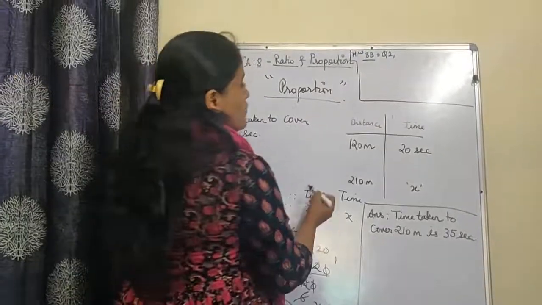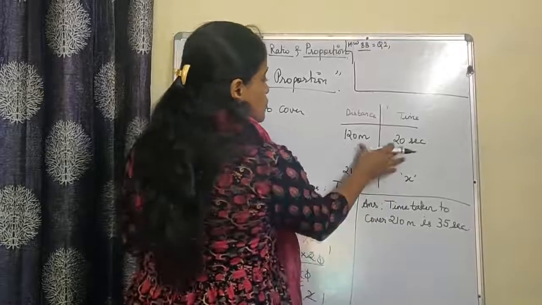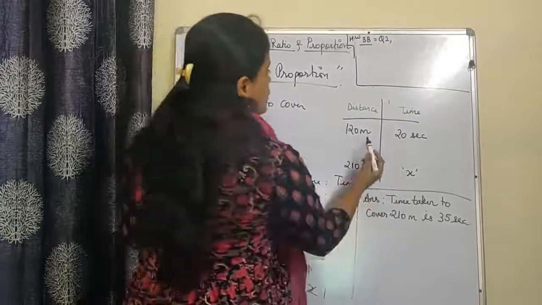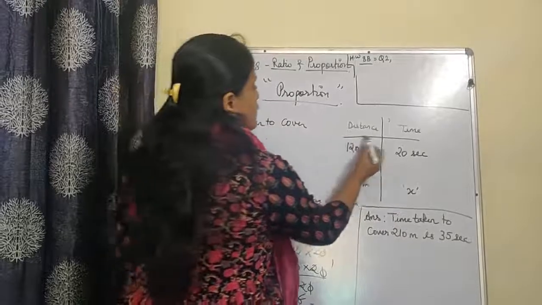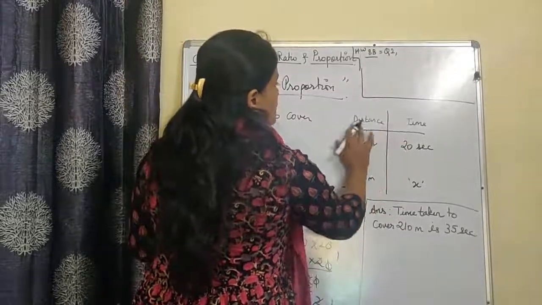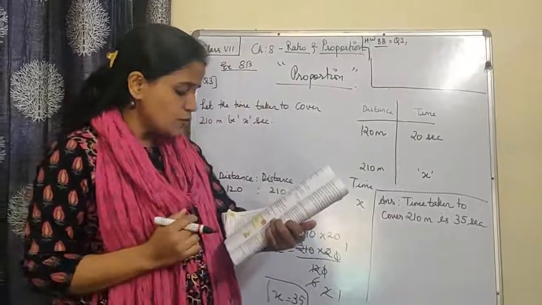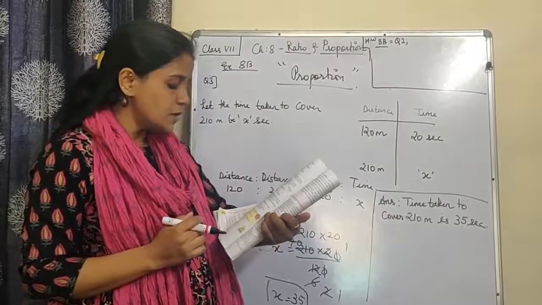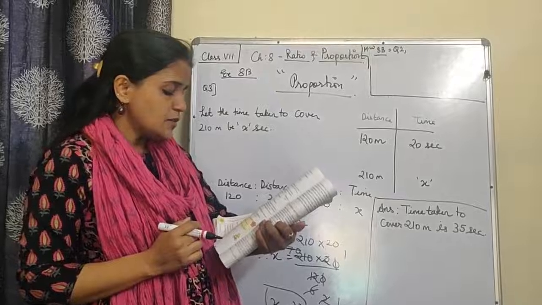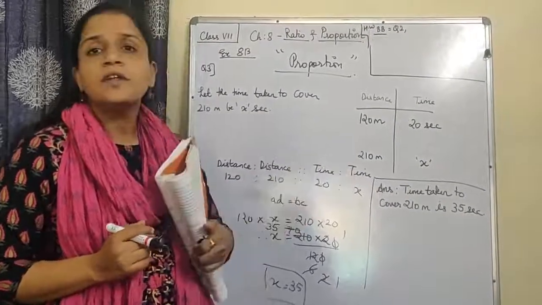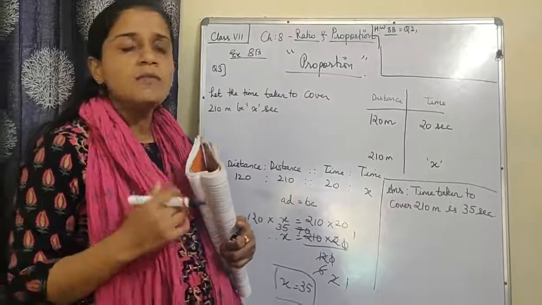Do you remember, for proportion and unitary method I told you to make this framework so that you will not be confused. So we are going to make a framework and then this will be the heading. Now in this question, what is asked? If Rohit covered 120 meters in 20 seconds, then in how much time would he cover 210 meters? What is asked? Time is asked.